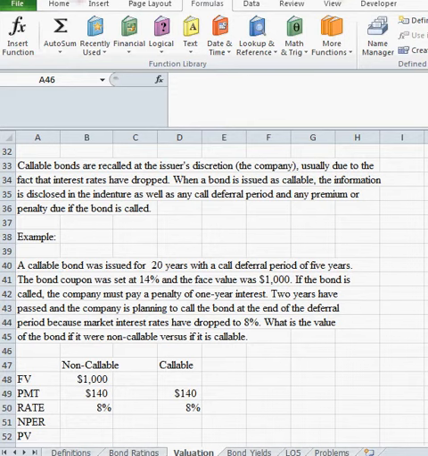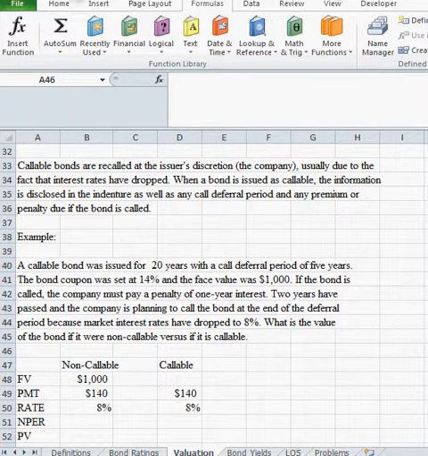Callable bonds are issued by companies with the provision that they can recall them earlier than their due date. Usually they're set up to be done because interest rates are too high and the company believes they are going to fall in the future, and they want a way to pull back the bonds and then just reissue new debt at the lower interest rate they're expecting. So we have an example here of how you find the value of them.